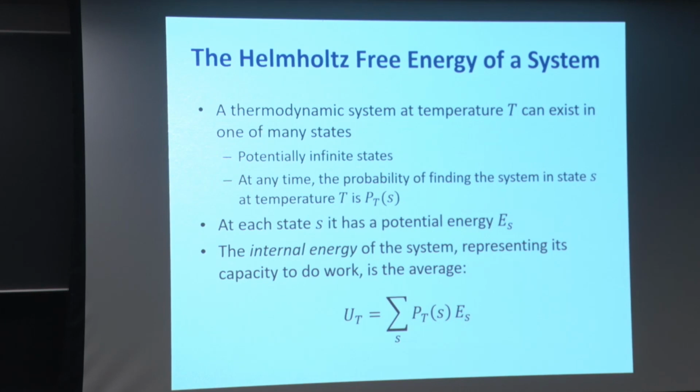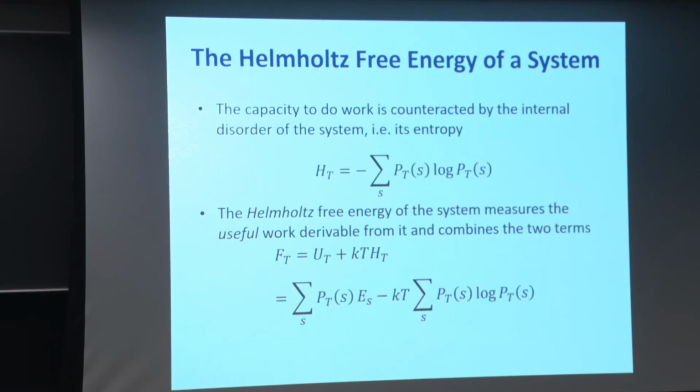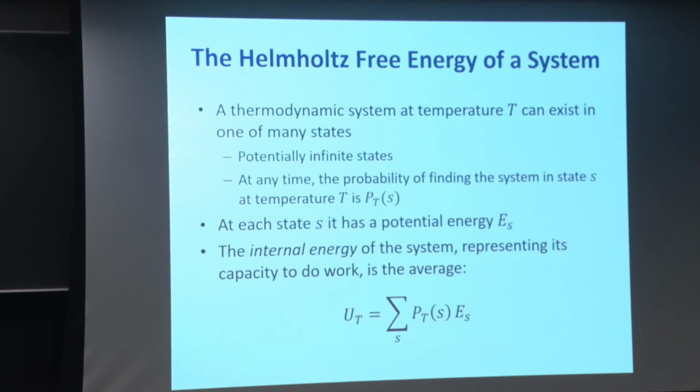But then, the internal energy of the system, representing its capacity to do work, is basically the expected value of the potential energy of the system. Over here, you're summing over all of the states, Pt of S times E of S. This is the capacity of the system to do work.